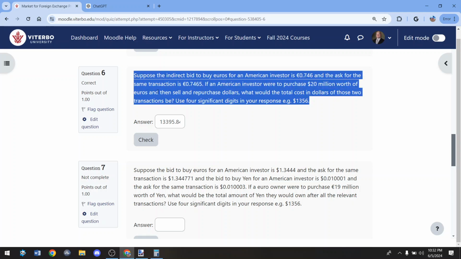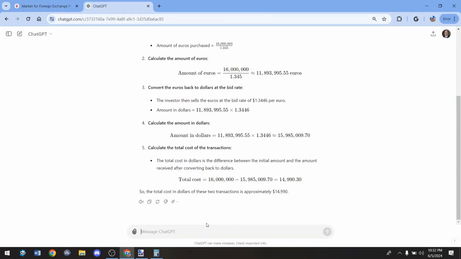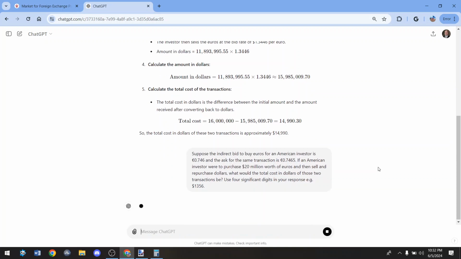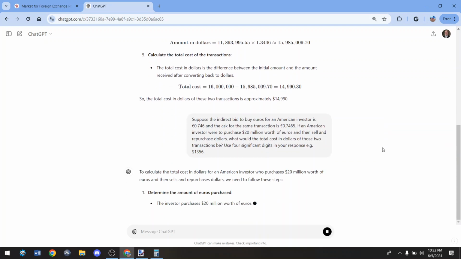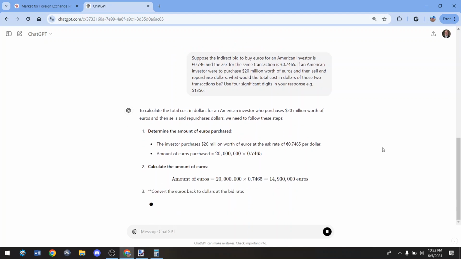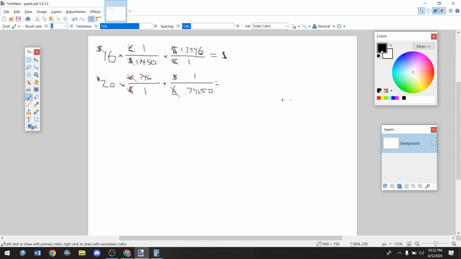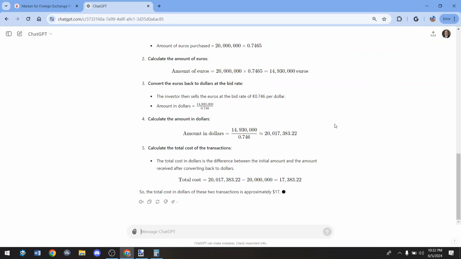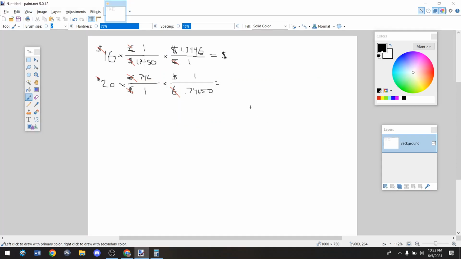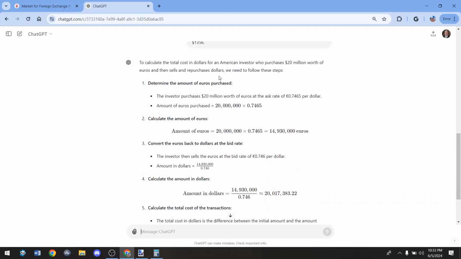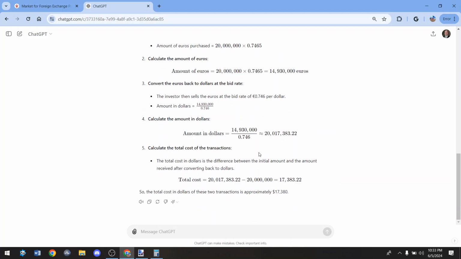Right, let's try good old ChatGPT. Send it. It's going to think. All right, so it's multiplying by 0.7465. Is that right? No. And then it's dividing by 746. So in this case, it actually set it up wrong. So that's less than helpful.